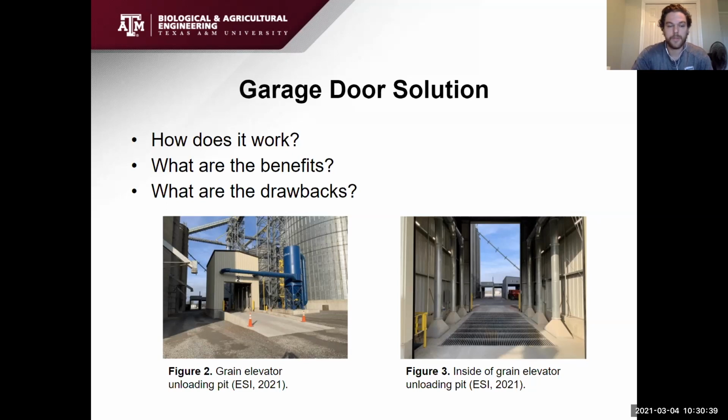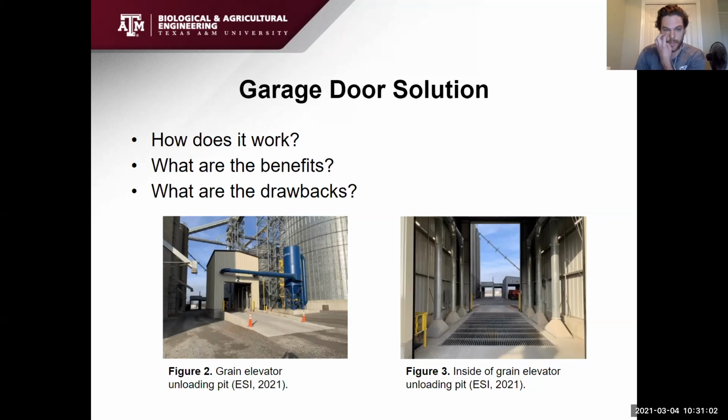So some of the benefits of this solution: United Ag will benefit because it will limit the amount of dust emissions currently present within the grain elevator and loading pit, if implemented. It's easy to construct and operate. It's fairly simple, and it is relatively inexpensive to implement, costing anywhere from $5,000 to $10,000.